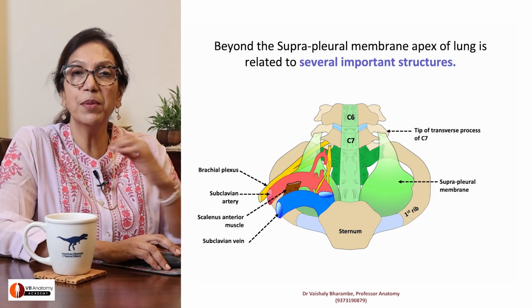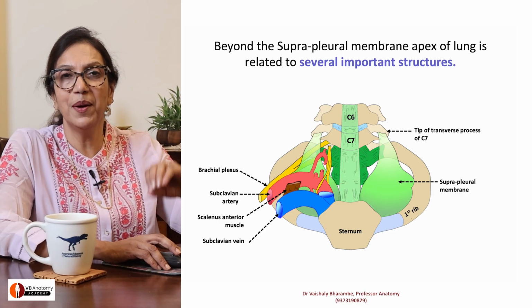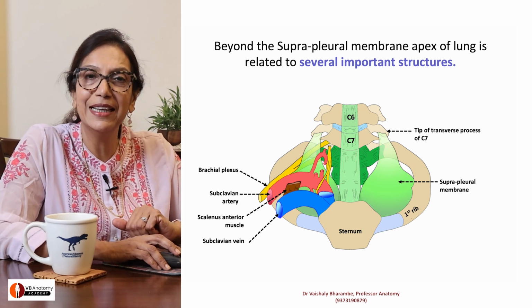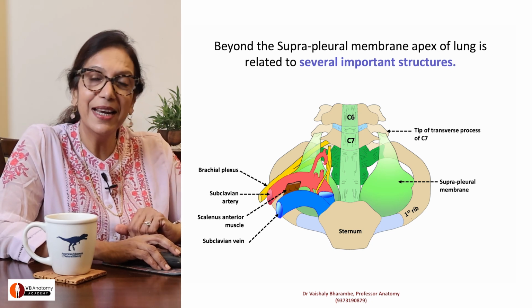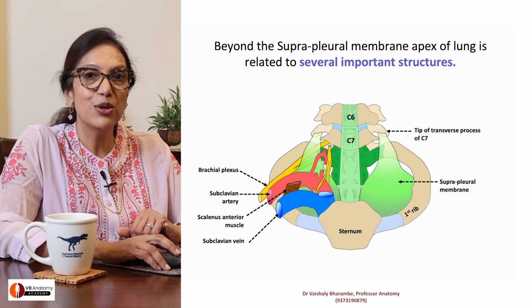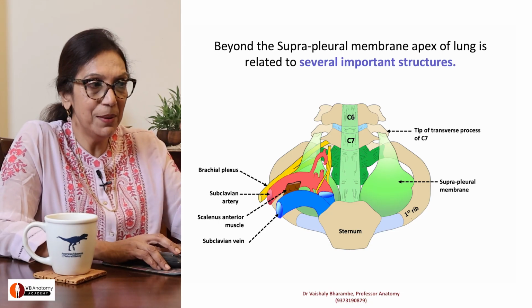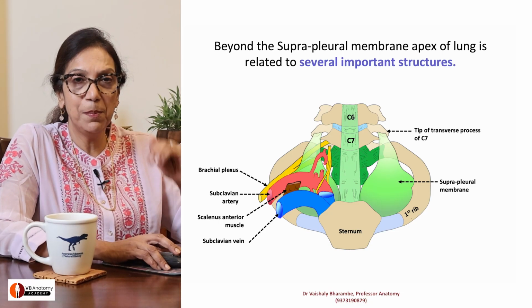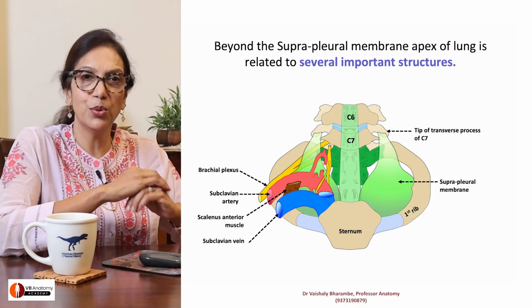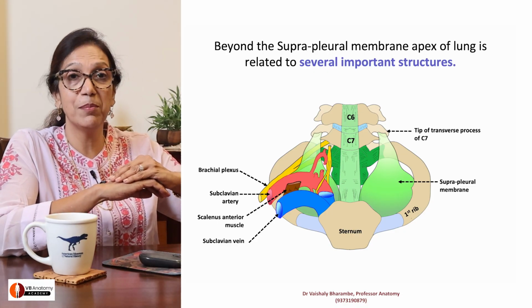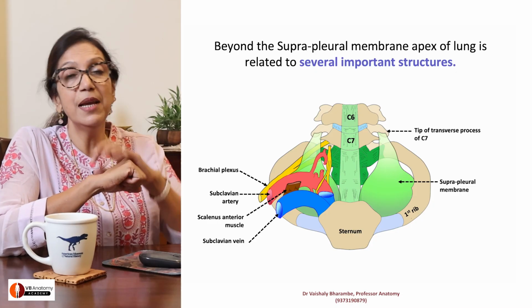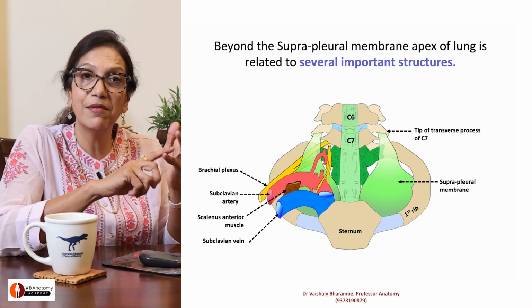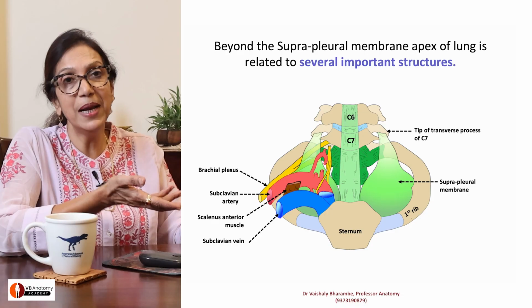I can feel my subclavian artery going up. You should also be able to feel that. Okay? Come on, try it. Right. So you should be able to imagine at this point the apex of lung covered by cervical pleura, covered by suprapleural membrane, related to these very important structures like subclavian vein, artery and brachial plexus.